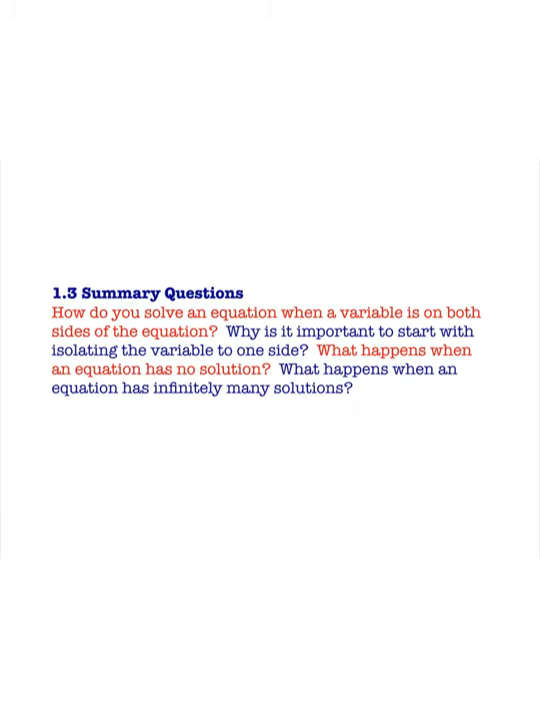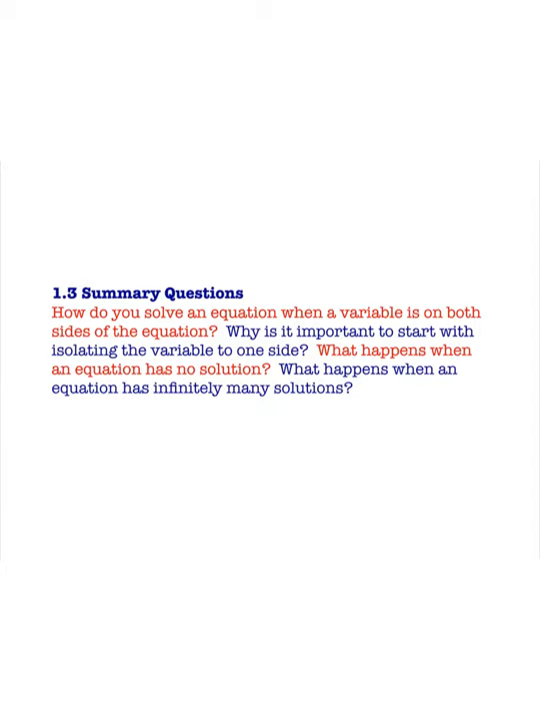All right, some summary questions for you. How do you solve an equation when a variable is on both sides of the equation? Well, you move the variables so they're on one side. Remember, if you do one thing to one side of the equation, you have to do the same thing to the other side. It's called balancing the equation. Why is it important to start with isolating the variable to one side? Well, so that you can solve for the variable and get the variable by itself.